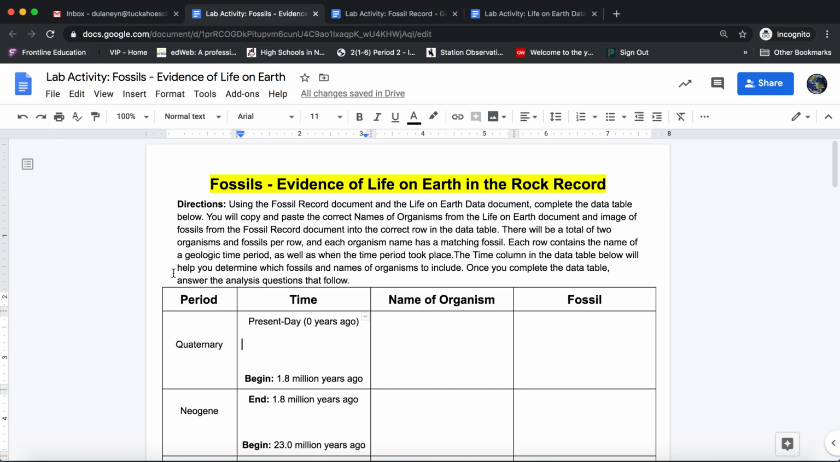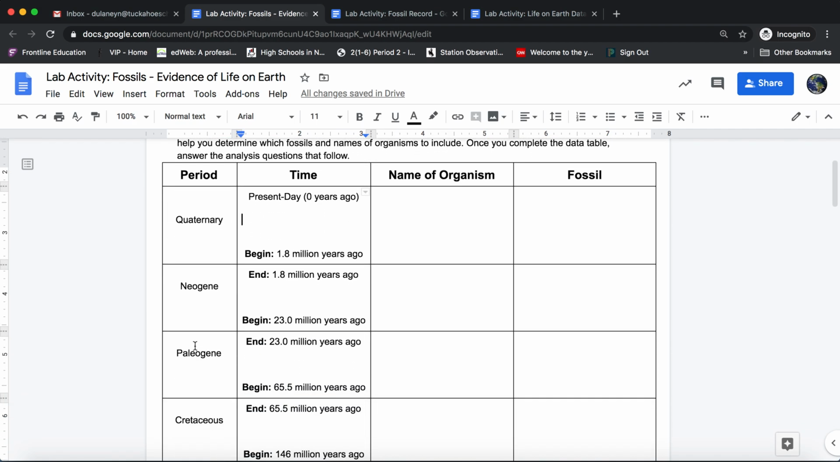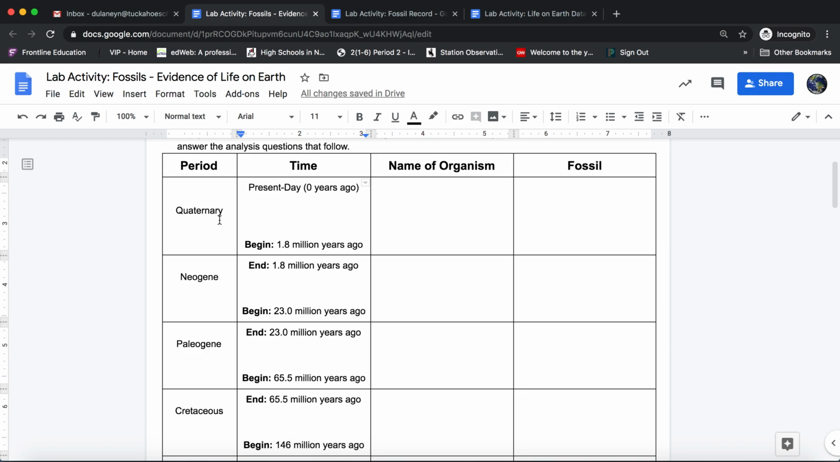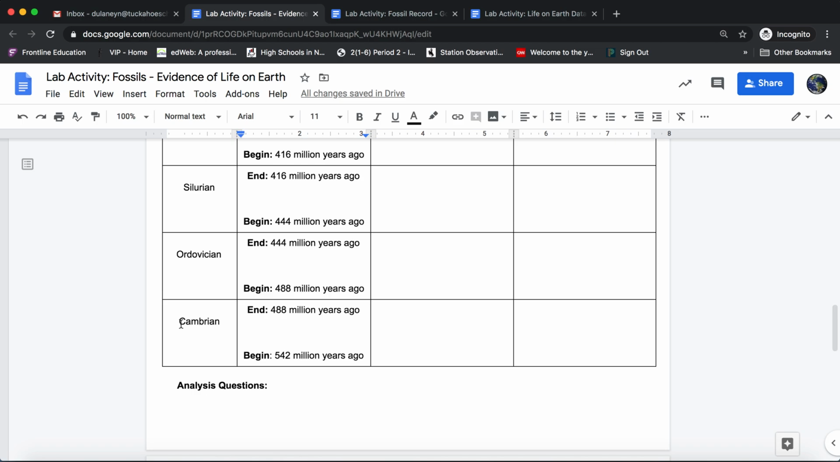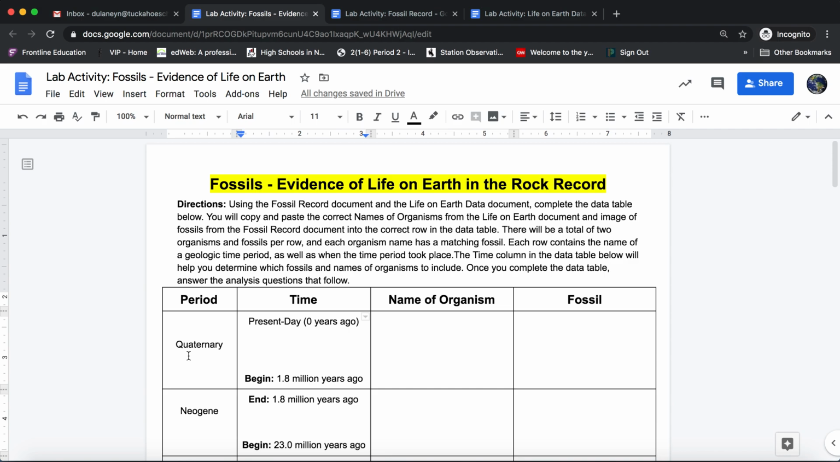Okay, so what we're going to do is start here in this first row. Every single geologic time period is assigned a row going down. So we start with the Quaternary, which is the one closest to the present, and all the way down at the bottom of the data table, we end with the Cambrian, which is furthest back into the past. Each period is defined by specific time. So the Quaternary period, which is right now, starts with present day, which essentially is 0 years ago, and it began 1.8 million years ago into the past.